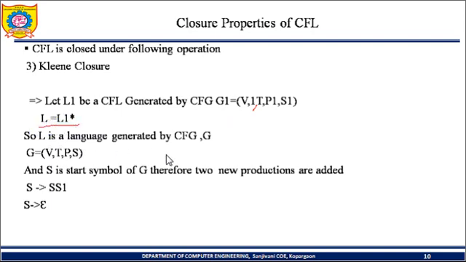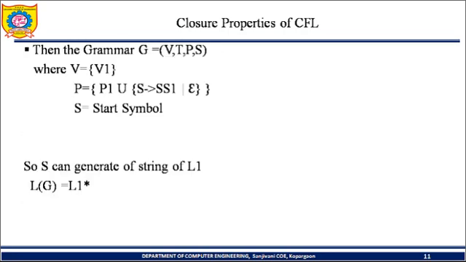So L is the language which is generated by using the grammar G. G = (V, T, P, S), and S is the starting symbol of the grammar G. Therefore, we need to add the new productions here: S → SS1. We want to take its closure, where S → epsilon. Closure means we know that it will include epsilon as well, any number of given input arguments, including null. So we have to add these two new productions here, S → SS1 or S → epsilon.